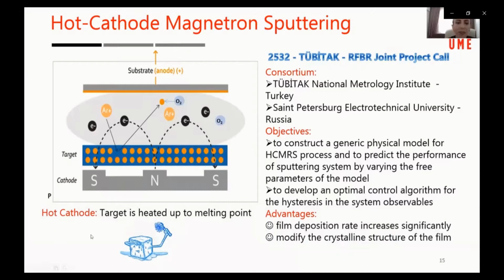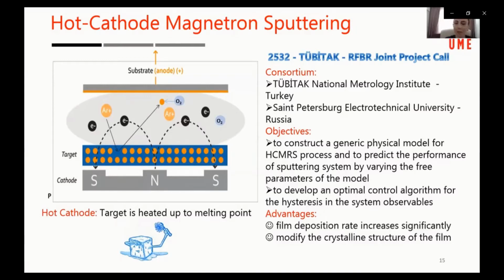Okay, what we would like to study is hot-cathode magnetron reactive sputtering. In hot-cathode, the target is heated up to its melting point. In this case, the deposition rate increases even more, and you will have the ability to modify the crystalline structure of the film. What we would like to do in this project is, we would like to construct a generic physical model for hot-cathode magnetron reactive sputtering, and also we would like to develop an optimal control algorithm.